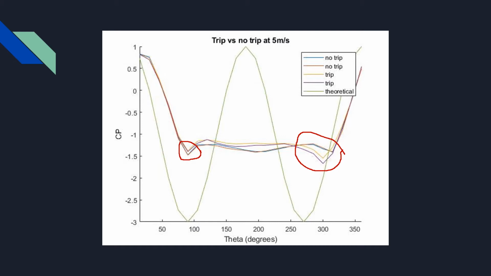This in the end means that the trip strip is doing its job of keeping the flow attached for a longer time. If you look at this green plot, this is the theoretical flow plot. At 90 degrees and 270 degrees, you have points of inflection where the flow changes between acceleration and deceleration, and at 180 degrees, you have CP equal to 1 where the flow is completely stagnated.